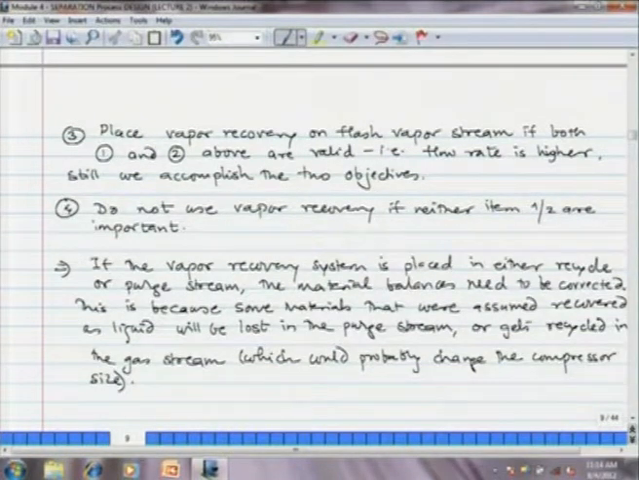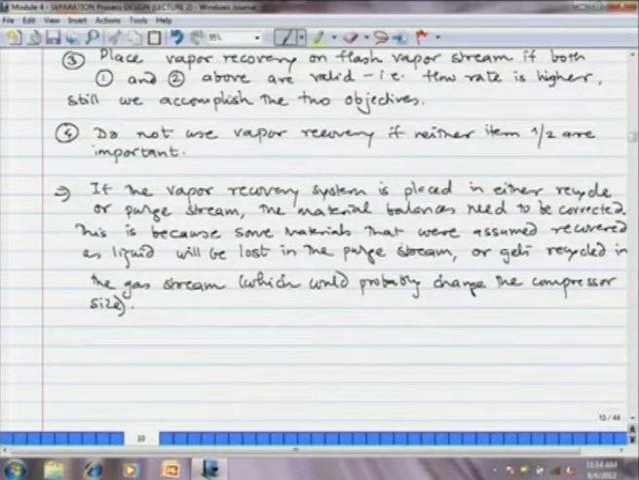If the vapor recovery system is placed in either the recycle or purge stream, then the material balance needs to be corrected. This is because some material that was assumed to be recovered as liquid will be lost in the purge stream, or it might get recycled in the gas stream, which could change the compressor size. So, the material balances need to be corrected whenever we place the vapor recovery system.